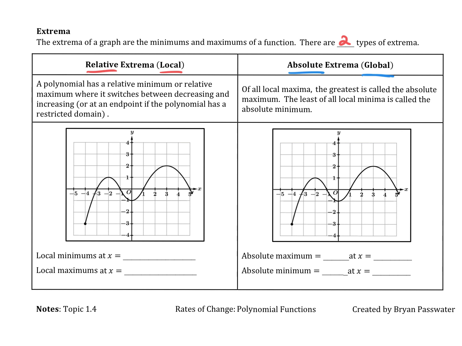Trace is going to read in here. Relative extrema, local: a polynomial has a relative minimum or relative maximum where it switches between decreasing and increasing. All right, stop there. And so it switches from decreasing to increasing, or it can also switch from increasing to decreasing. That's what we're talking about for relative extrema. And then here's another addition. Keep going. Or at an endpoint if the polynomial has a restricted domain.